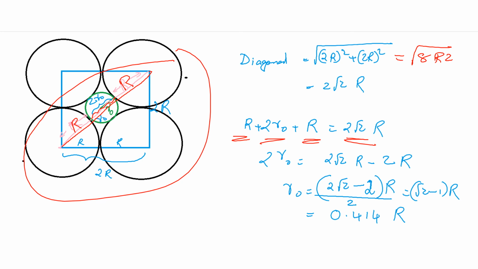On simplifying this, we get 2r0 equal to 2 root 2 r minus 2r, and we can divide by 2, which gives root 2 minus 1 times r, that is equal to 0.414 r. So this is the size of an octahedral void. r0 equal to 0.414 times capital R, where capital R is the size of the particle that forms this void. It depends on which material is there in this crystal.